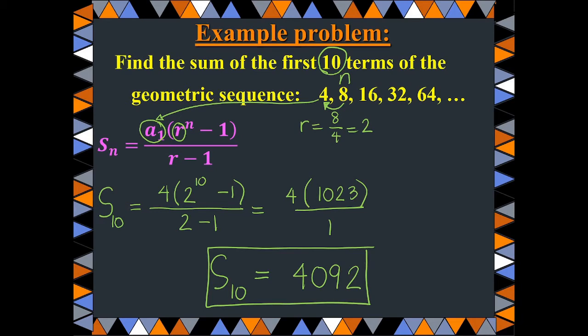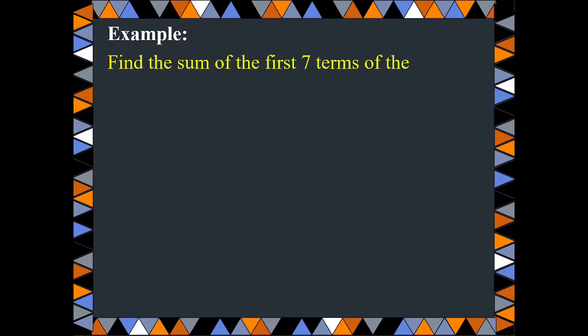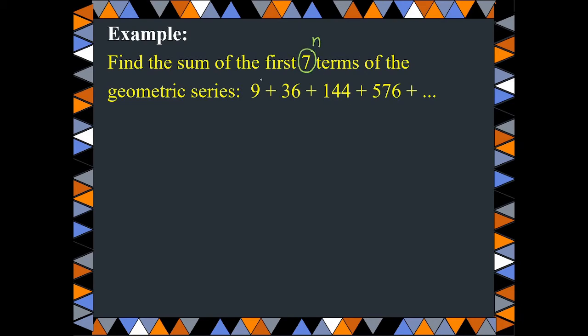Any questions about our first problem? Okay, let's proceed to our second problem. Find the sum of the first 7 terms of this geometric series. So take note, this is our n. This is our first term. Let's get the common ratio. What's the common ratio equal to? 4. 36 divided by 9. You're going to get 4 for that.